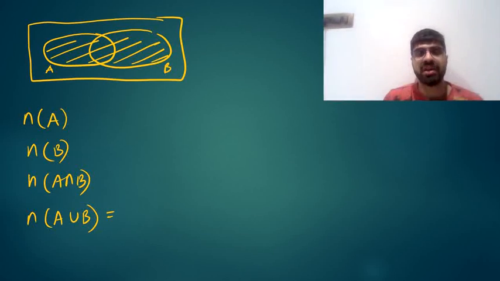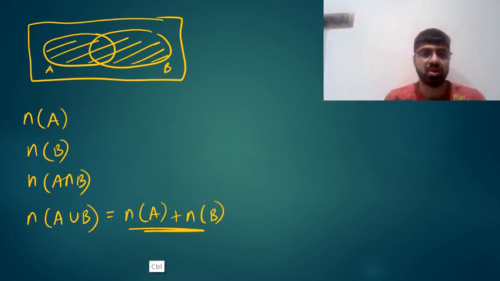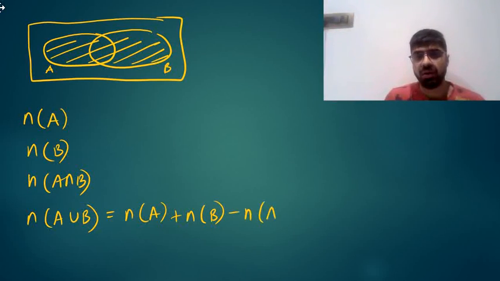So N of A union B can be written as N of A plus N of B. But now when you say N of A plus N of B, what you have done is you included the elements of A, you included the elements of B, but the common elements, you counted them twice. You had to count them only one time. So because you have counted them twice, you will subtract them one time, and you get that last term minus N of A intersection B, and that is what forms your formula.